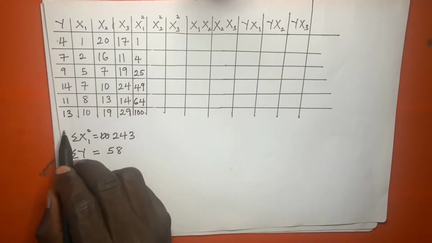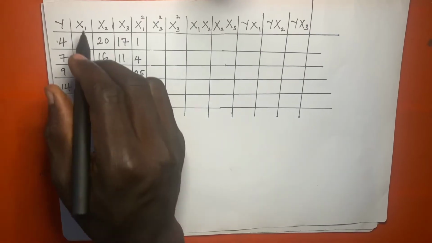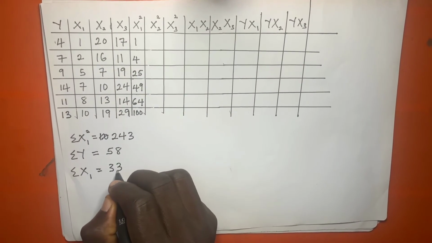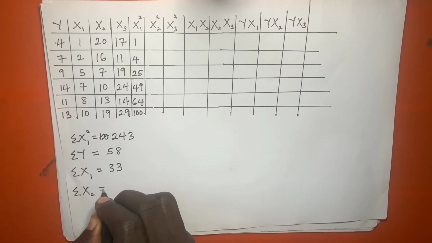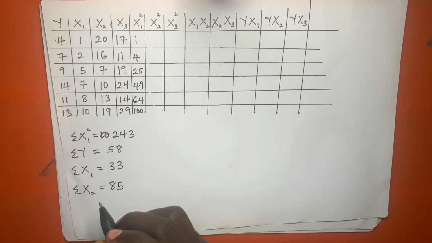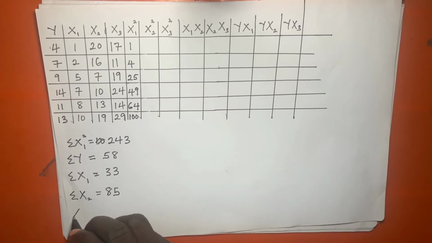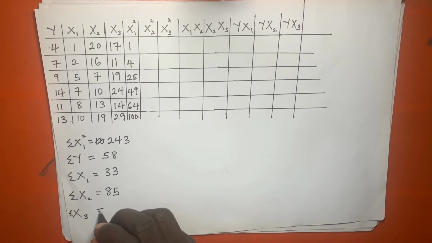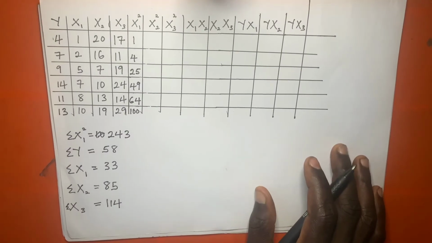If you add all this column, summation x1, that is going to give us 33. Summation x2, if you add all of this up, is going to give us 85. Summation x3, if you add up all of it, will give us 114. So we're through with that.